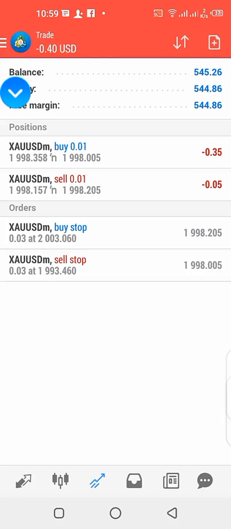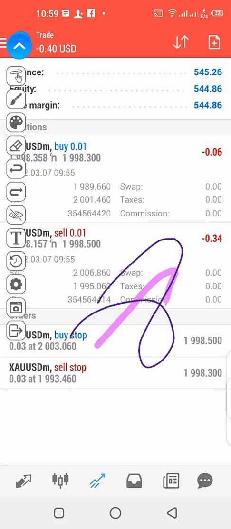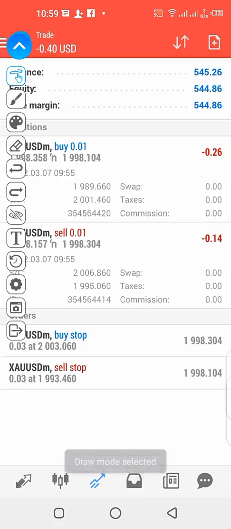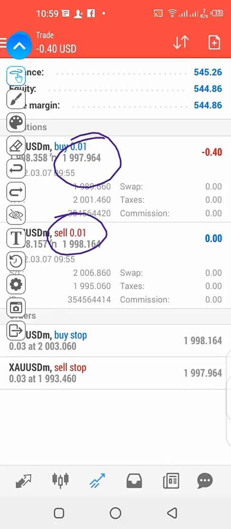I expect one of the two running trades to get triggered with the TP. I expect one of the two trades to close out in TP. Okay, this is my buy, this is my sell.